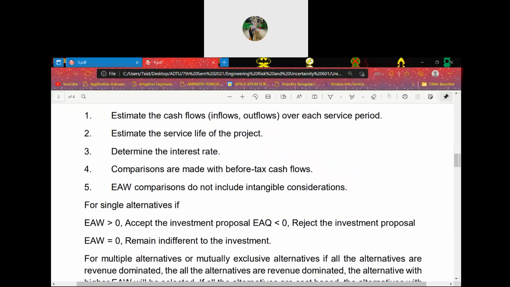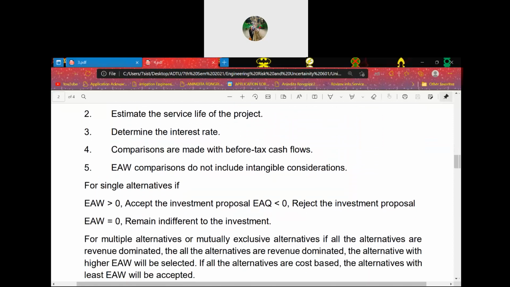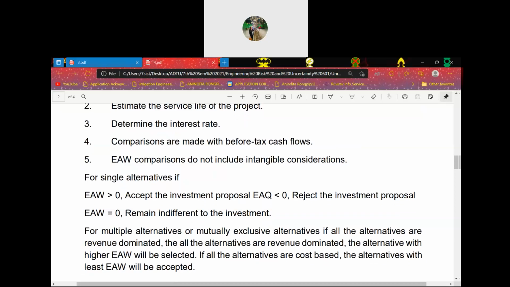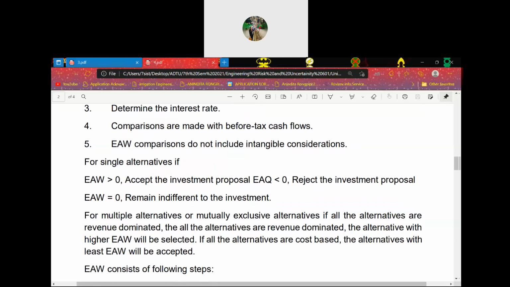For single alternatives, if EAW is greater than 0, we accept the investment proposal; if EAW is less than 0, we reject the investment proposal. And if EAW is equal to 0, then it remains indifferent to the investment.